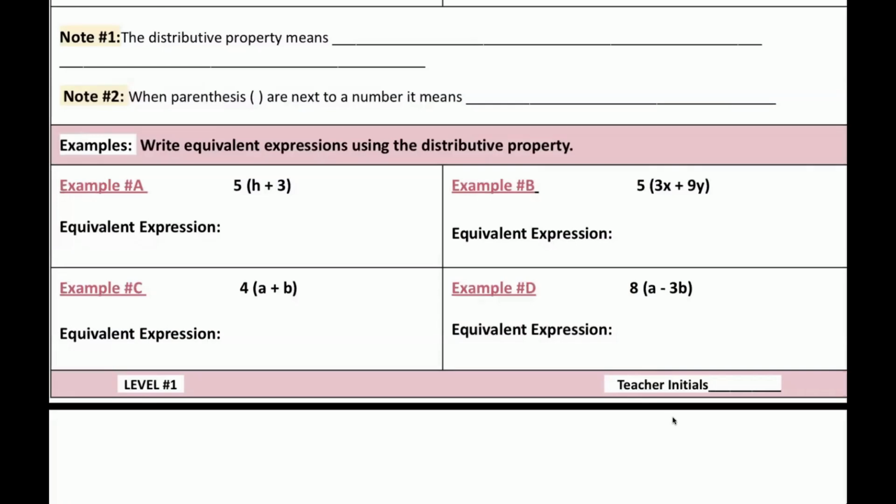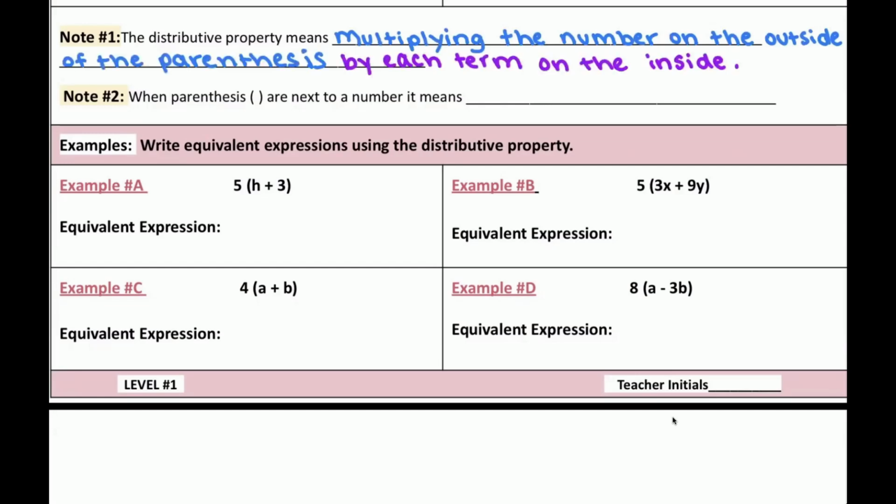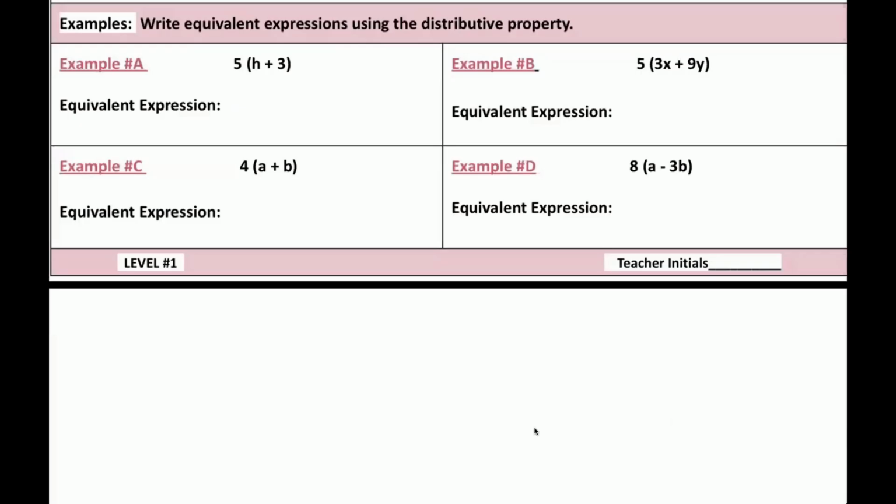In our first few examples, we talked about the distributive property representing groups of terms. Another way to think about it, and this is note number 1, make sure you're writing with me, the distributive property means multiplying the number on the outside of the parentheses by each term on the inside. So when parentheses are next to a number or a variable, it means multiply. Make sure you have this down.